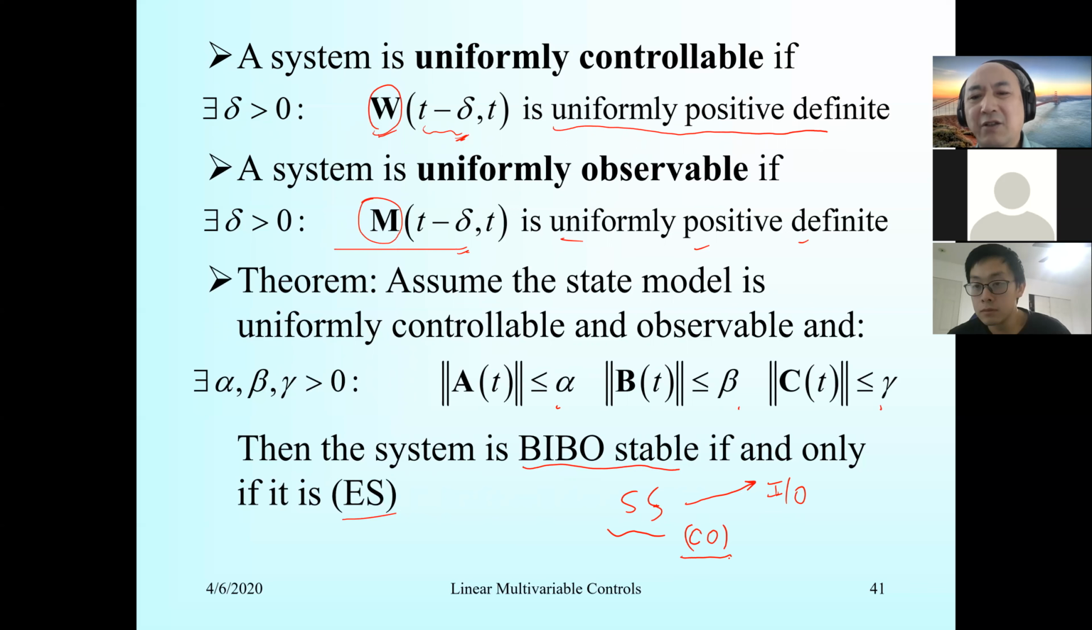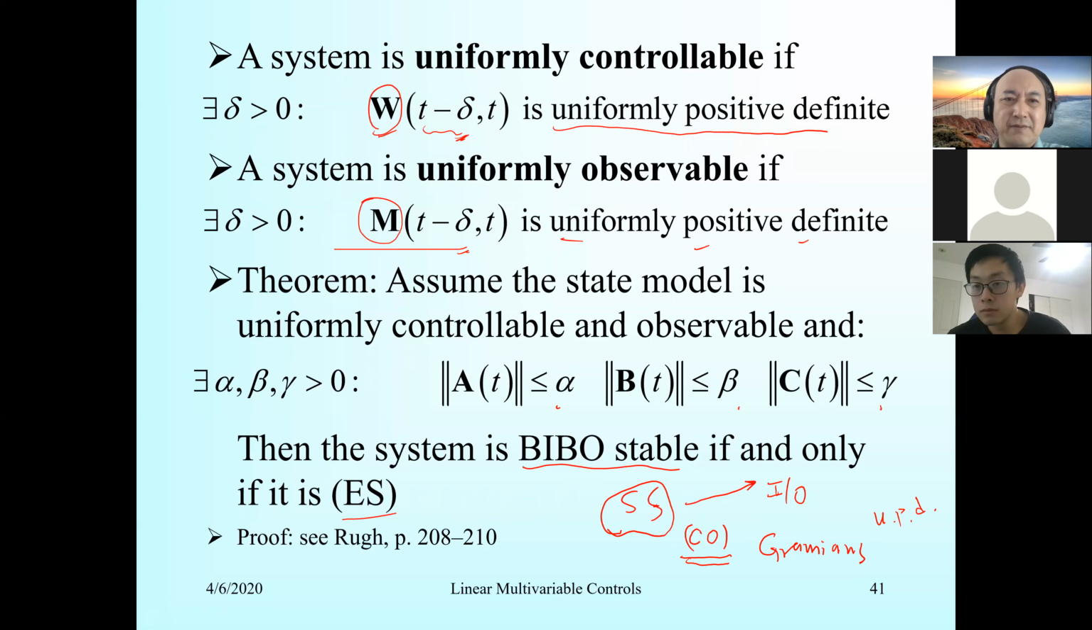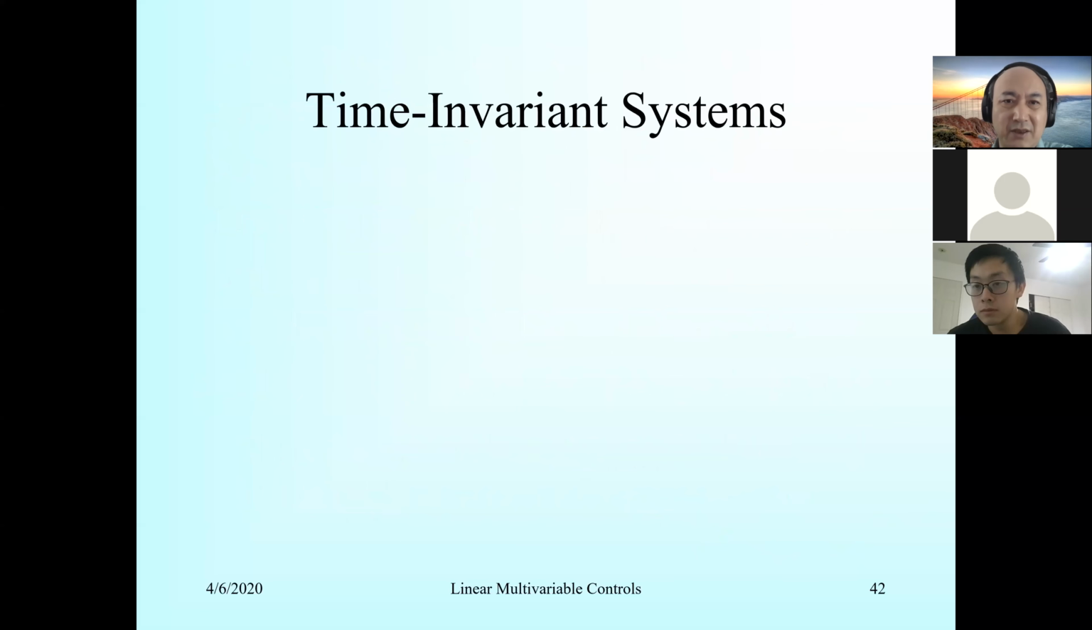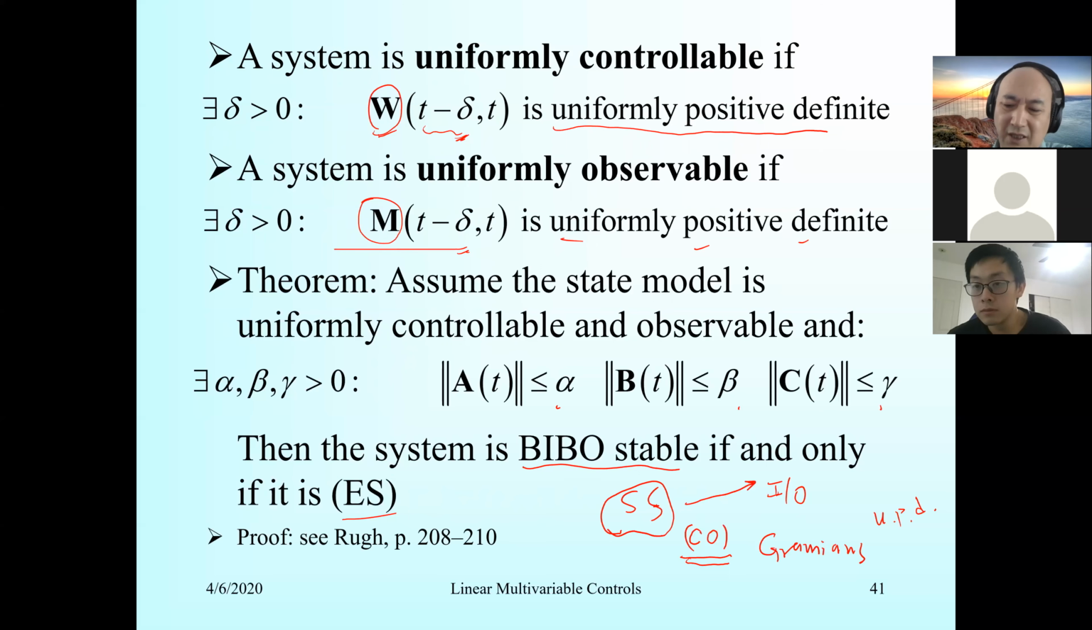And this controllability and observability gradients must be uniformly positive definite, okay? That's very strong. Among all the realizations, you need to pick the minimum realization, yet you need to guarantee the gradients are uniformly positive definite. The whole process is about 2-3 pages of proof. It's in Rourke's textbook. So that's all on the time varying case.